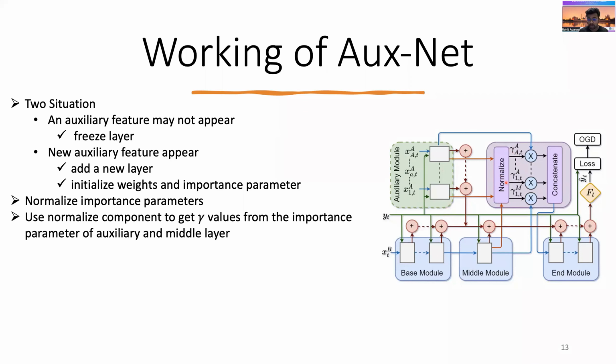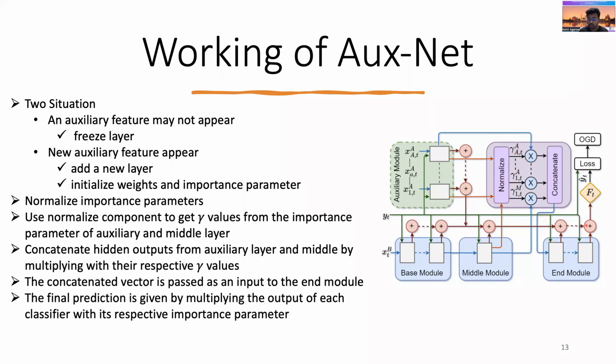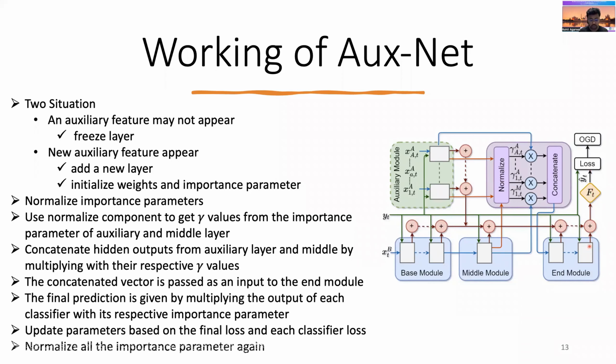We use the normalize component to get the gamma values from the importance parameters of the auxiliary layer and middle layer. We concatenate the hidden outputs from the auxiliary layer and middle layer by multiplying with their respective gamma values. The concatenated vector is passed as an input to the end module, and the final prediction is given by multiplying the output of each classifier with its respective importance parameters and summing them up. We update the parameters based on the final loss and each classifier loss. Then we normalize all the importance parameters again for the next time instance.